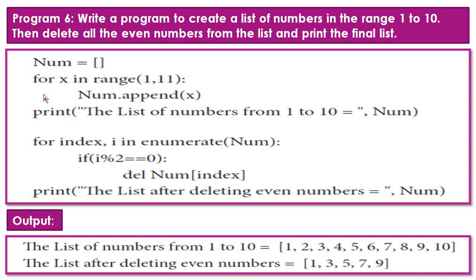In the first section, the num list contains the values 1 to 10, and that is printed here. In the second section, the even numbers are deleted by using this statement: if i modulo 2 equal to 0, del num of index. So whenever the value is an even number, divisible by 2, that number is deleted by this statement. So we are getting the odd numbers.